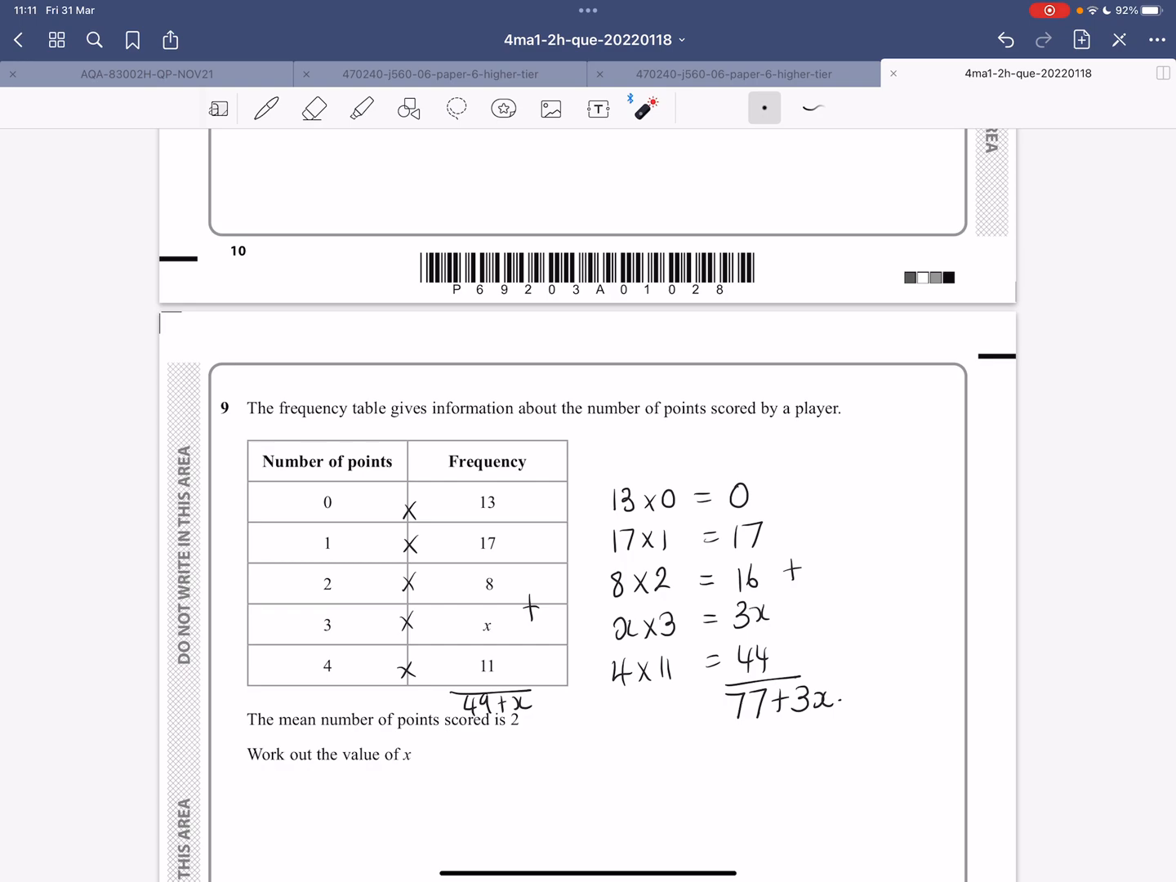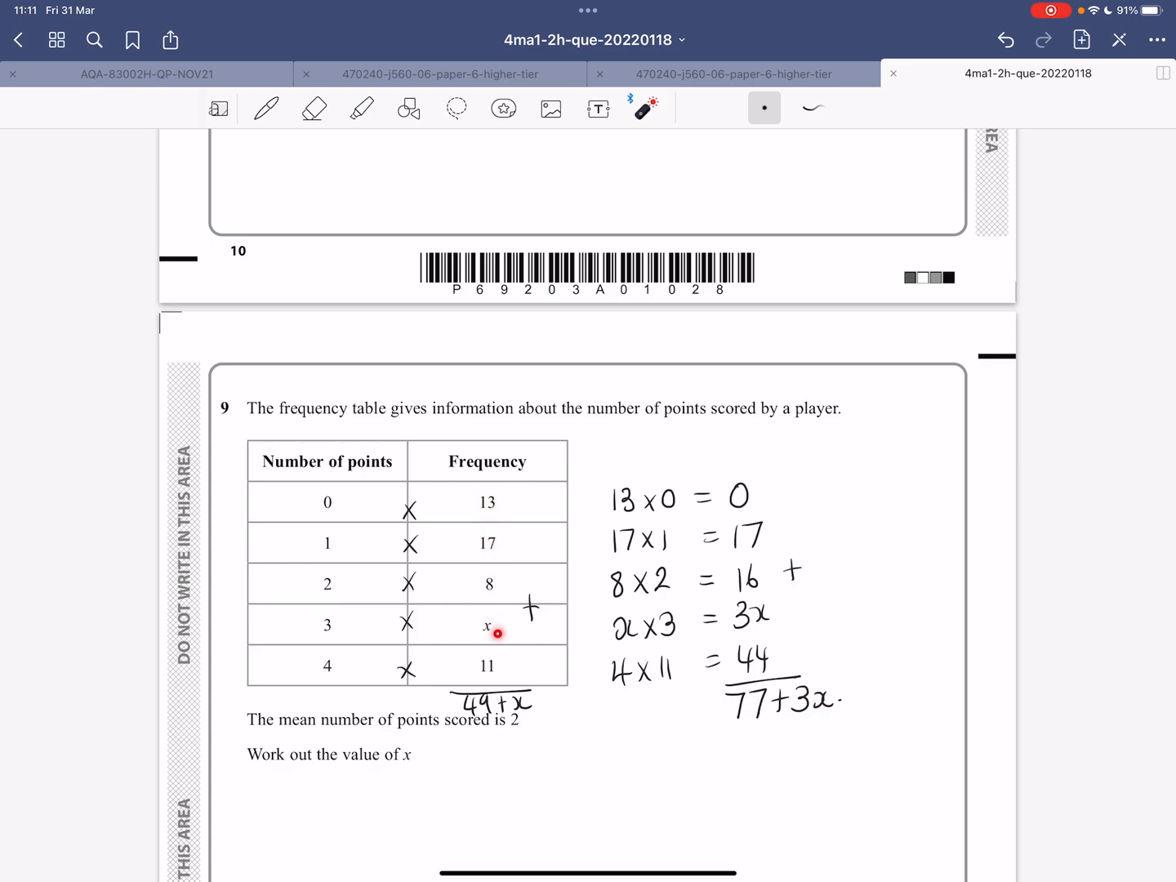Okay, so what happens here? So this person scored 0 13 times, so that contributes 0 to their total. 1 has happened 17 times, so that's going to be 17 to the total. 2 has happened 8 times, which is 16 to the total. 3 happens x times, 3x. And then 4 times 11 is 44. So this person's grand total is 77 plus 3x.